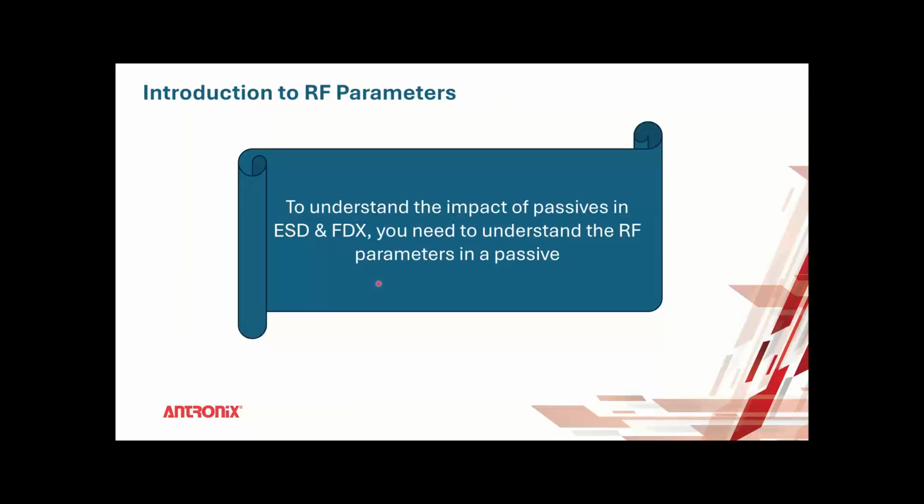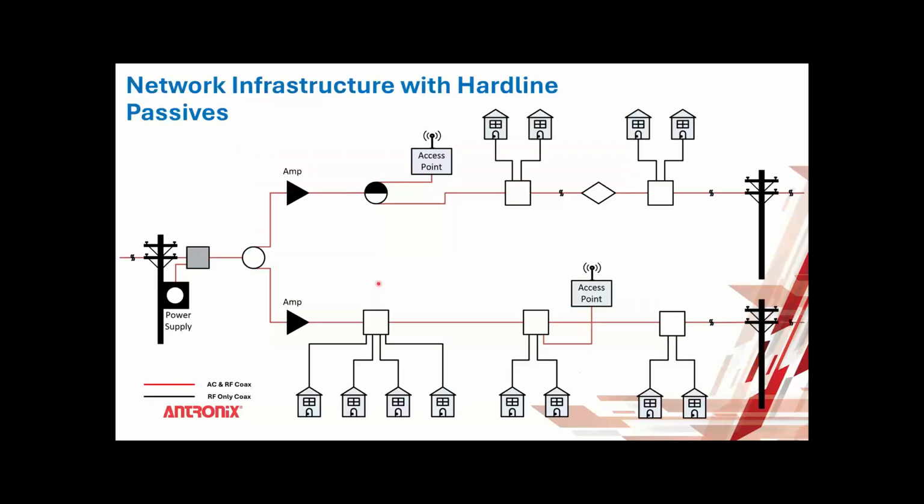To understand the impact of extended spectrum DOCSIS and full duplex DOCSIS, you need to understand a little bit about the RF parameters in the passives. So we're going to go through some of the hardline passives in a network. Here's a typical network infrastructure. You have your power supply that is inserting AC into your network through a power inserter. You have line splitters that split your signal, so it splits both AC and RF down the line.